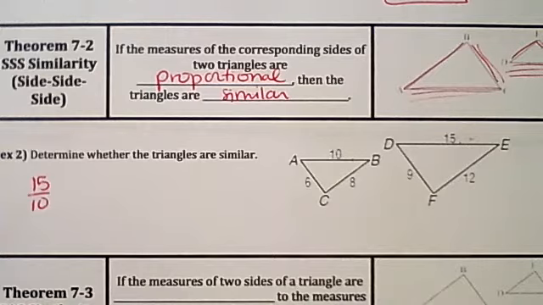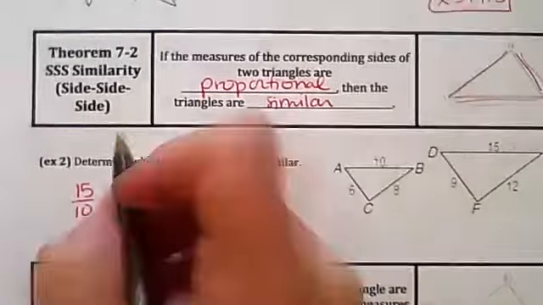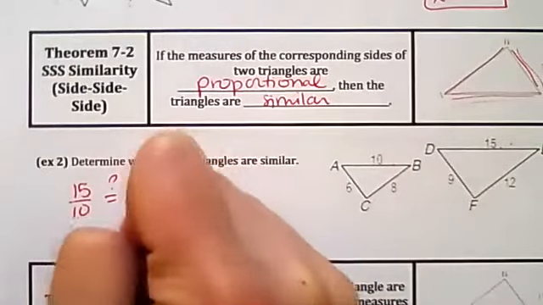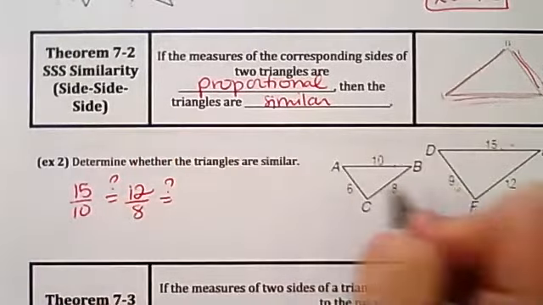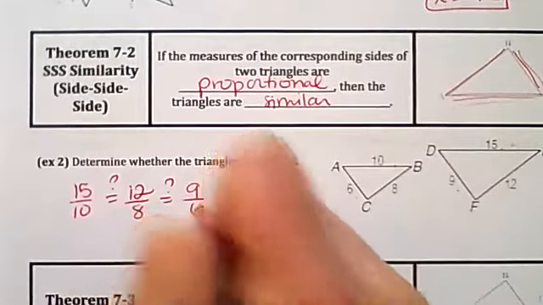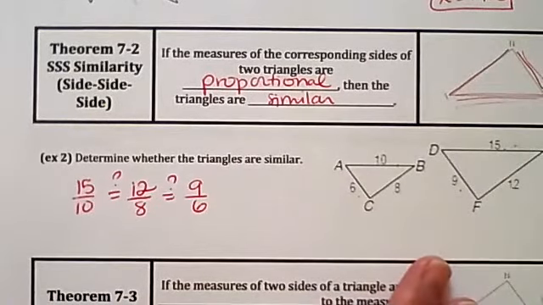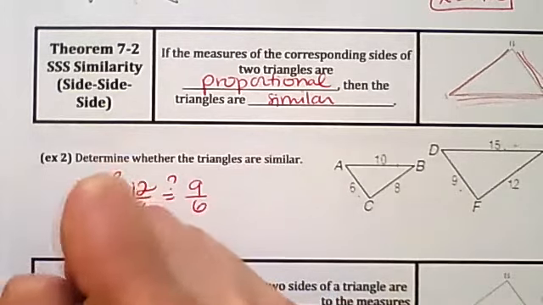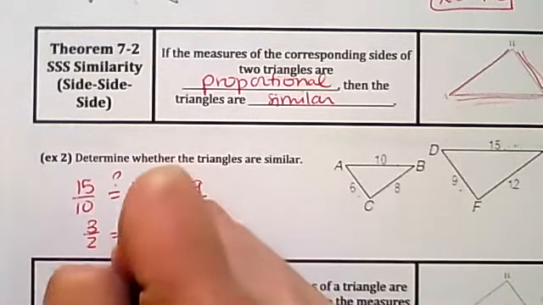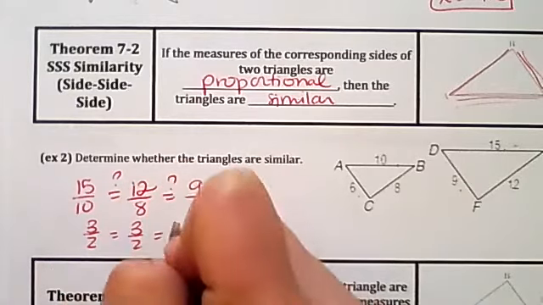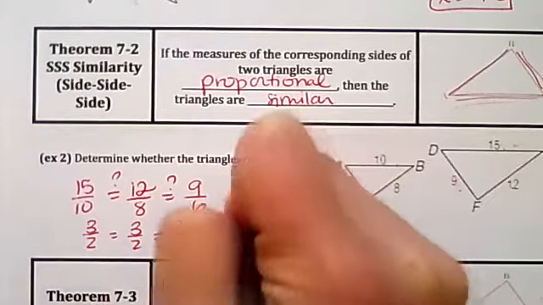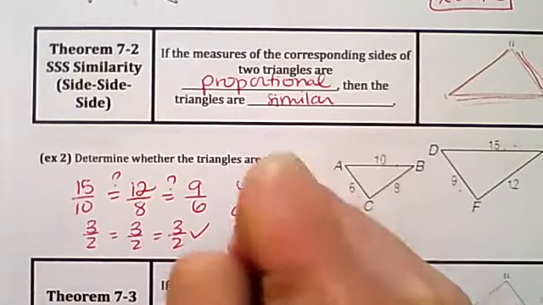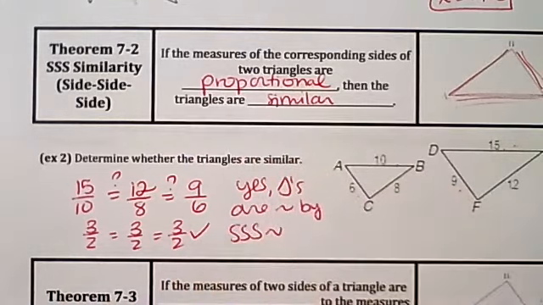Okay. So 15 is going to go to 10. Is that equal to 12 over 8? Is that equal to 9 over 6? And so you just have to test the sides, you reduce them, see if they're equal. So 15 over 10 is going to be 3 over 2. So is 12 over 8. So is 9 over 6. So we would say that yes, triangles are similar by side, side, side similarity.